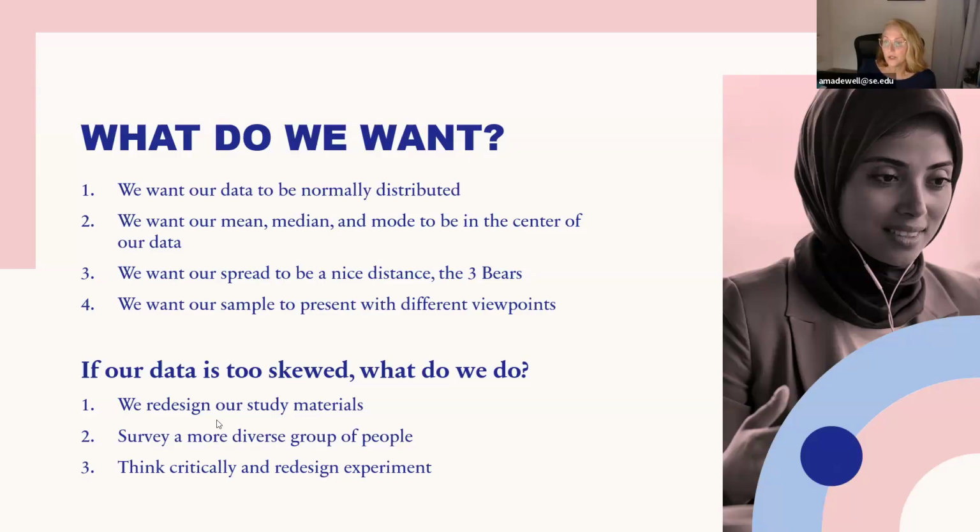If our data is too skewed, we also need to survey a more diverse group of people. Maybe we just focused on all the same people. We need more diverse people. We also need to think critically and redesign our experiment if our data is too skewed. It's problematic. We need to start over. Okay, this would be great information for your cheat sheet.